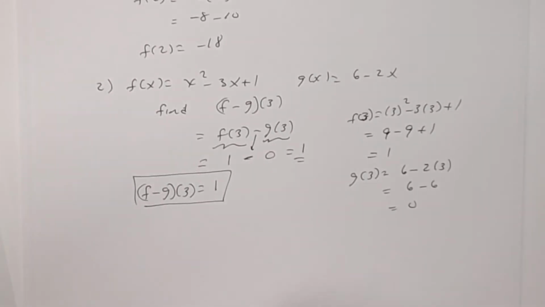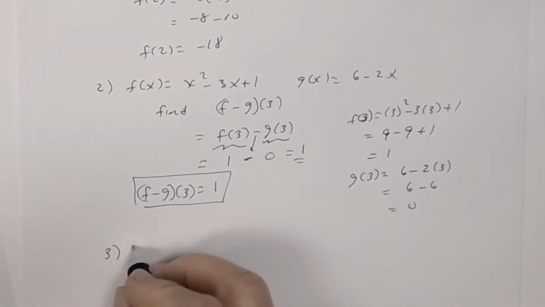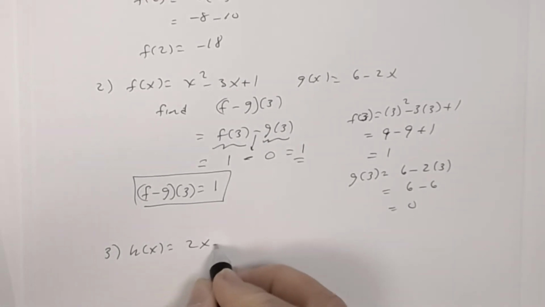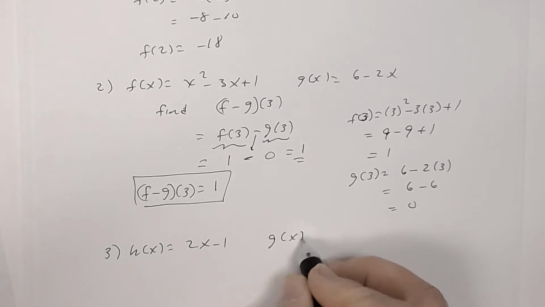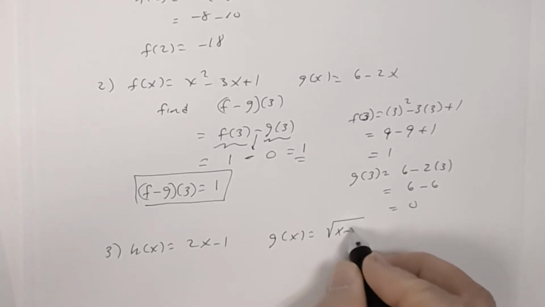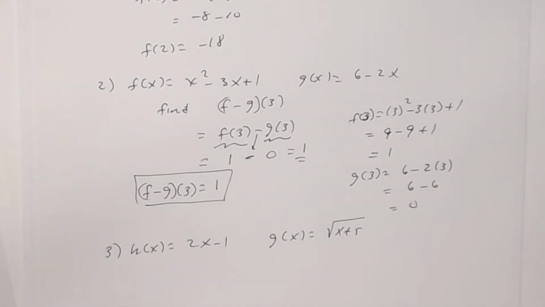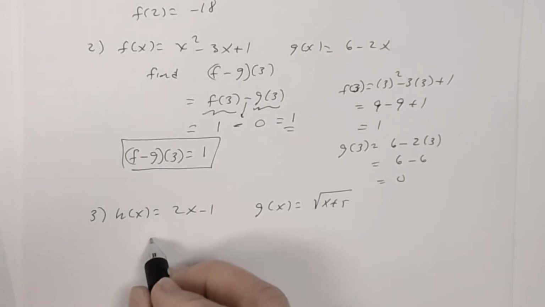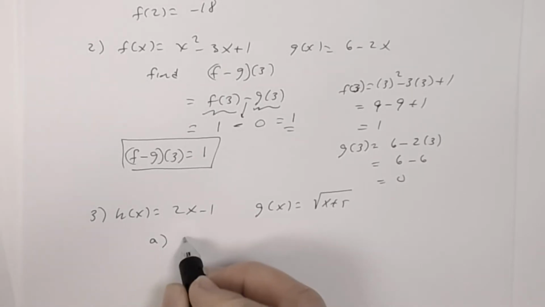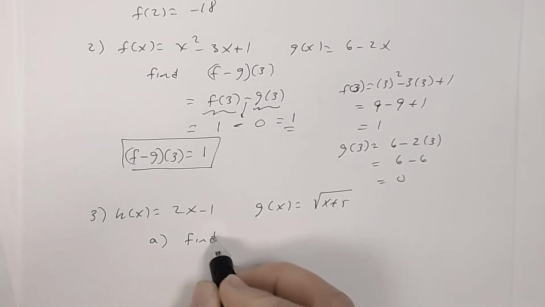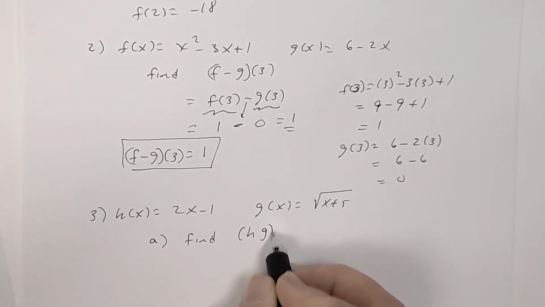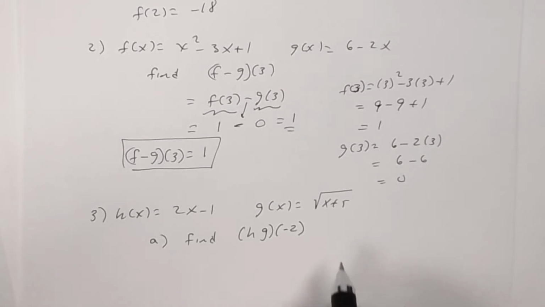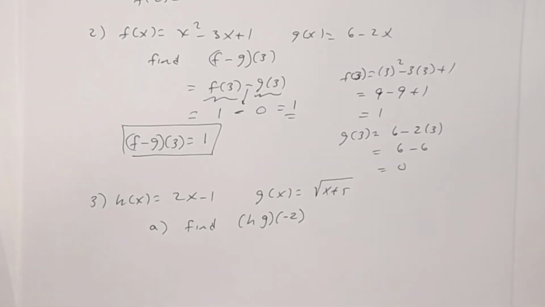All right, number 3. Let's suppose you had h of x is 2x minus 1, and g of x is the square root of x plus 5. All right, so h of x is 2x minus 1, and g of x is the square root of x plus 5. So we want to find, I'm going to go ahead and put an a part here and a b part. So in a part, let's go ahead and find h times g at negative 2.